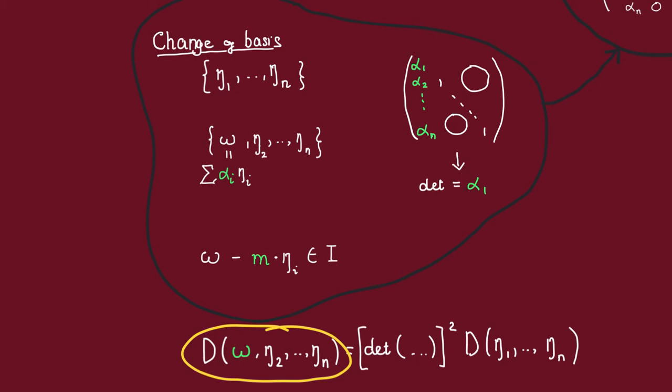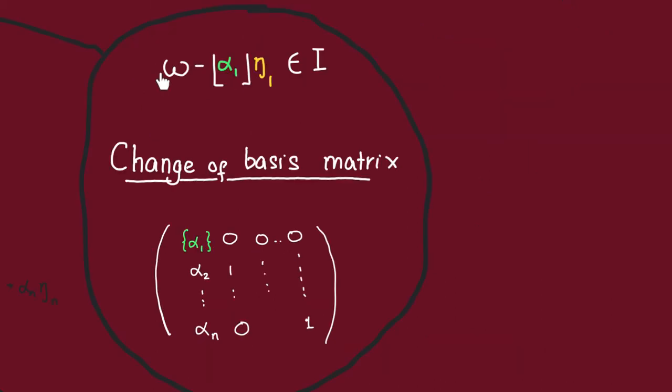And this leads to our second idea. The second idea is that whenever we subtract an integer multiple of eta 1 from omega, we still stay in I. This is because omega lies in I, and any integer multiple of eta 1 should stay in I. So their difference should lie in I. And thus we can keep subtracting multiples of eta 1 from omega until the coefficient in front of eta 1 becomes less than 1. More formally, we can subtract from omega the multiple of eta 1 by the floor of alpha 1, i.e. the largest integer smaller than alpha 1. Then the new omega now will have the coefficient in front of eta 1 being equal to the decimal part of alpha 1, and this is less than 1.